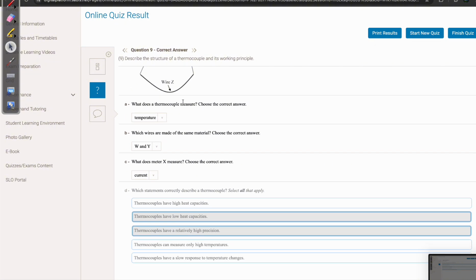Which statements correctly describe the thermocouple? Thermocouples have low heat capacities, and thermocouples have a relatively high precision.